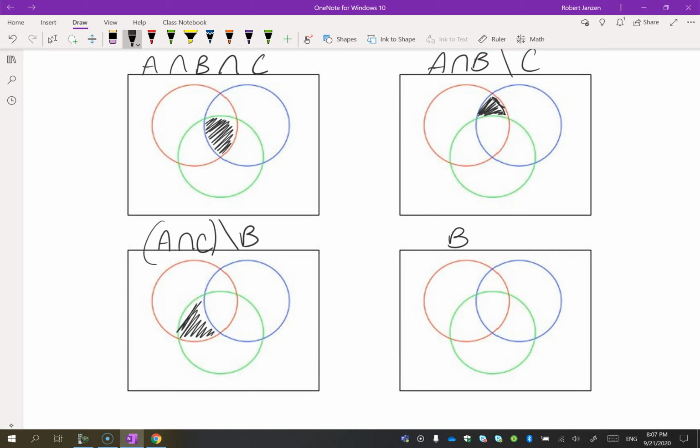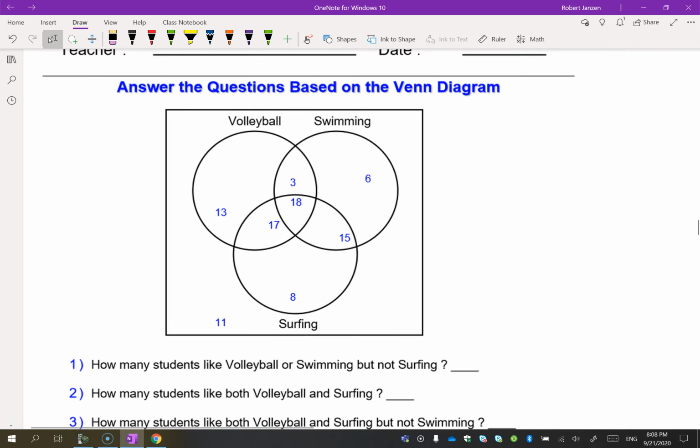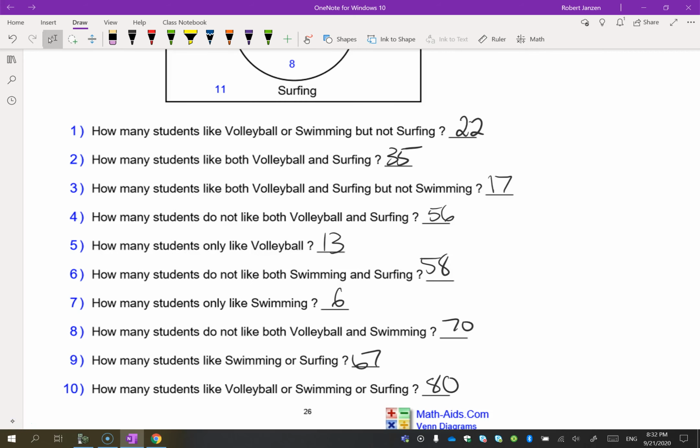Okay, and what does B and C look like? Okay, that's this one right here, B and C. Okay, let's apply that idea to this. Take a couple minutes to try it, and then I'll post the answer. All right, here are the answers. Take a look at them, see if they make sense to you.